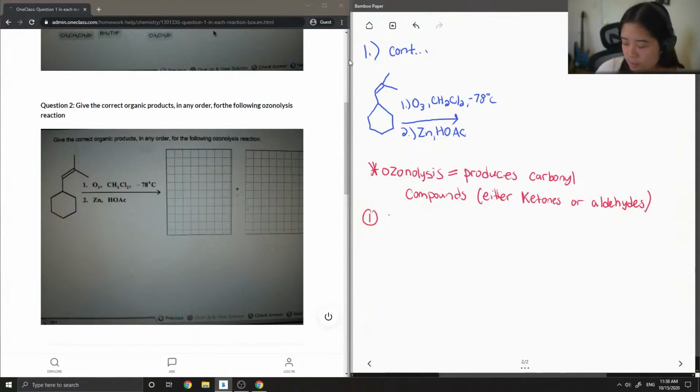First, your O3 forms an intermediate with the double bond alkene. And then next, the zinc reduces it.